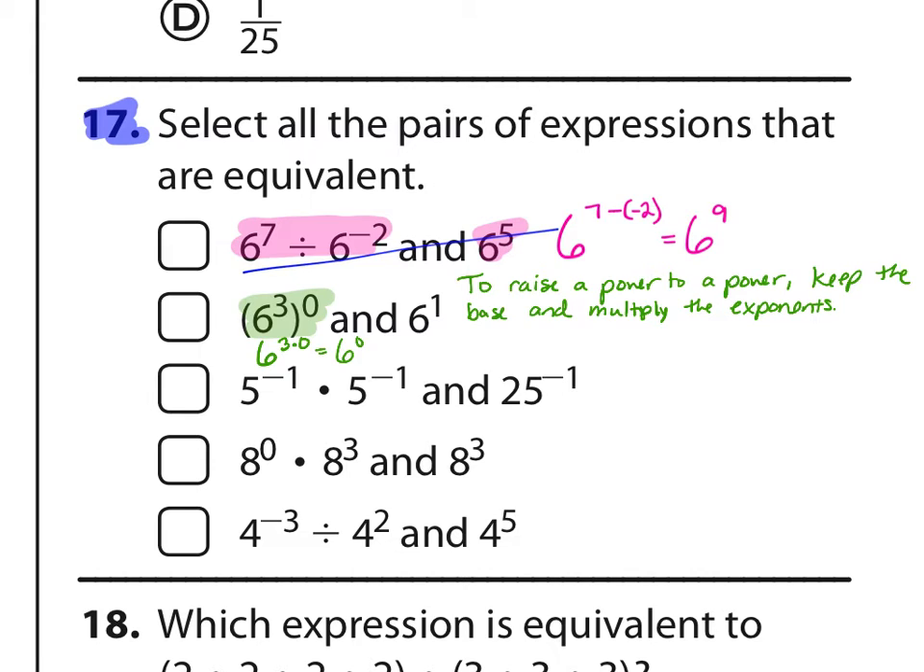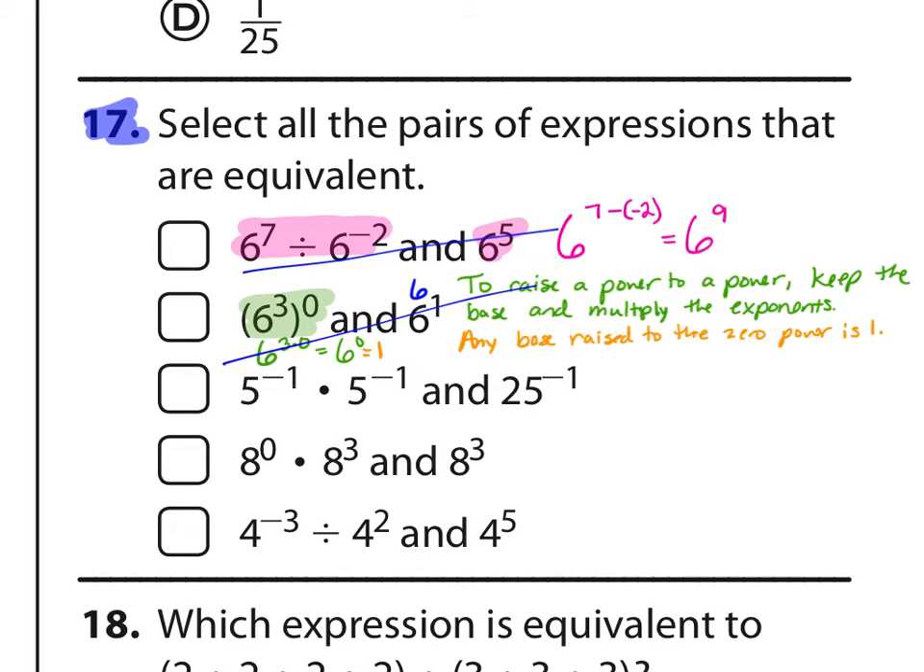Now I have another rule to remind myself of. Any base raised to the 0 power is 1. In other words, anything raised to the 0 power is 1. So 6 to the 0 power is just 1. 6 to the first power is just 6. Is 1 equal to 6? No.